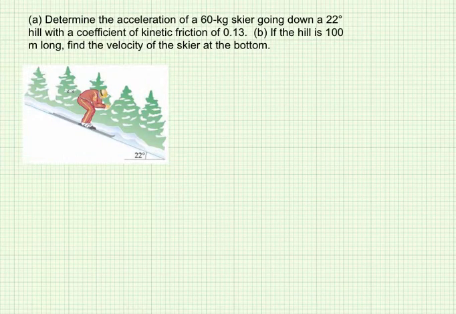Okay, our last example says determine the acceleration of a 60-kilogram skier going down a 22-degree hill with a coefficient of kinetic friction of 0.13. Kinetic just simply means because it's moving. So I'm going to start with my dot for my skier. And I know I have mg acting down. I have the normal going up and to the right. And now which way is friction going to be acting on our skier? And it's going to be acting up the hill like so. And she's going to be accelerating down the hill.